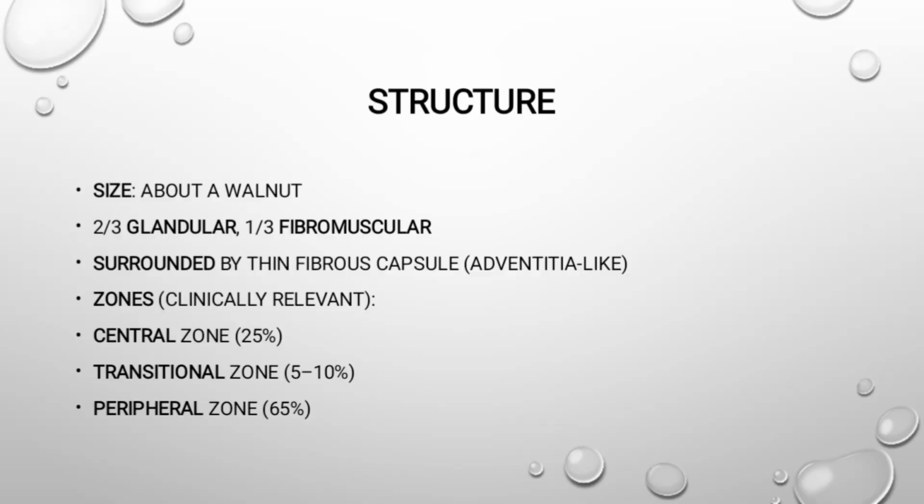Then we will talk about the structure of the prostate gland. The prostate gland is roughly the size of a walnut, made up of 2/3 glandular and 1/3 fibromuscular tissue. It is surrounded by a thin fibrous layer. Instead of using the old lobe model, clinicians now prefer McNeal's zonal system, which divides the prostate gland into central zone, transitional zone and peripheral zone. The peripheral zone makes up most of the gland, about 65%, the transitional zone 5 to 10%, and the central zone contributes about 25% of the prostate gland.